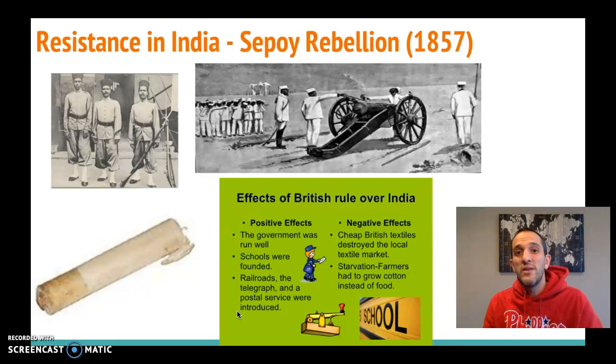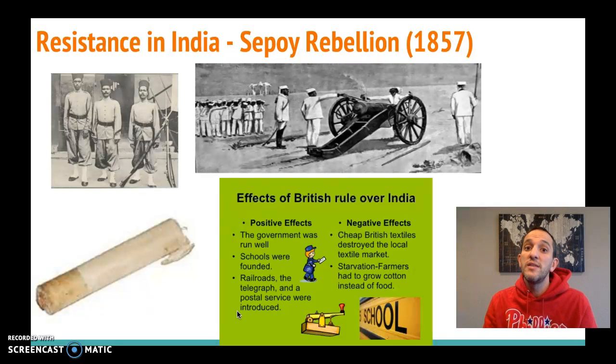The people who live in India are going to be dependent on the British. They're going to be forced to buy British goods. They're going to be forced to almost serve on behalf of the British. They're going to lose a lot of their farmland to growing cotton because that's what the British forced them to do. So we're going to see a lot of starvation. This is not in any way a good thing in India. So we're going to see a lot of problems come from British colonization.